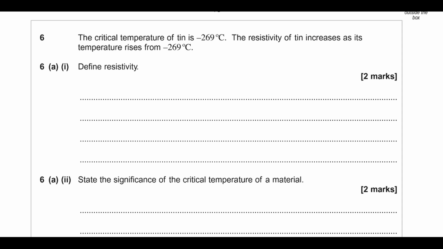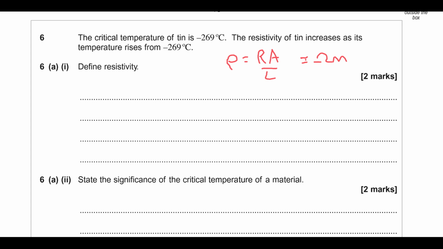So we've got a critical temperature of tin is minus 269. Resistivity increases as its temperature rises from this value. That's a typical PTC resistor. Define resistivity. So let's think of an equation to calculate it, then we can put it into words. Resistance times area divided by length. So that's why you can see it has a unit of ohm meters there once we do that. So we know we've got the right equation.